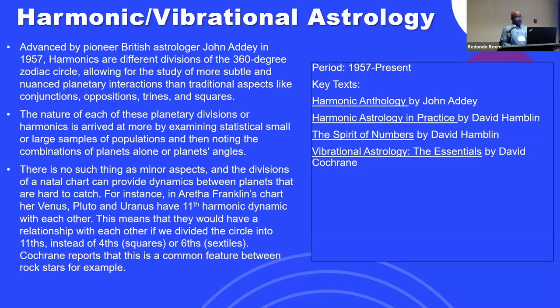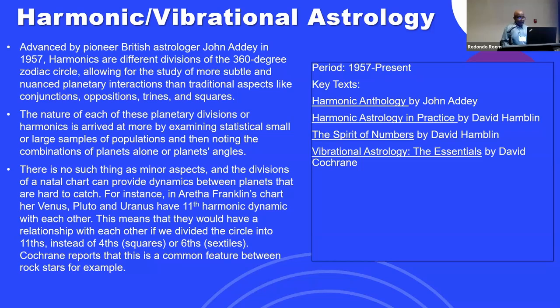Harmonic vibrational astrology was advanced by John Addey in 1957, so it goes into the present. Harmonics are divisions of the 360-degree dial, or I could say the zodiac circle, aligned for the study of more subtle and nuanced planetary interactions than traditional aspects. People are always a little baffled by this, like, how does this work? Well, you already are familiar with it. When we talk about an opposition, that's the second harmonic, because you've just divided a wheel by two. Trines are dividing it by 3, so that's 120 degrees. Squares are dividing it by 4, 90 degrees. So the idea of the harmonic can go even to other dimensions of dividing the circle, by 11.